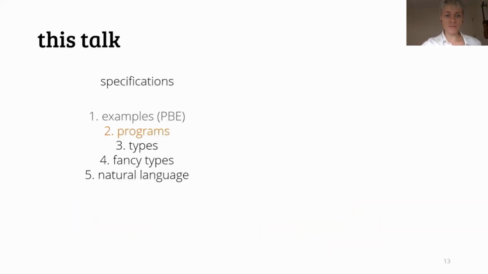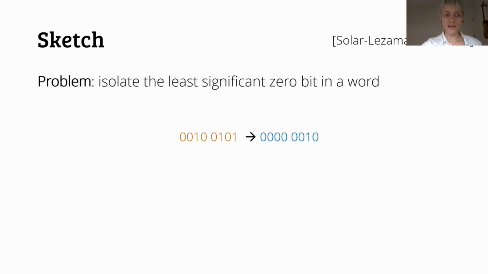Okay, so enough about examples. Let me go to the next one, reference implementations. So here I will show you a demo of another synthesizer called Sketch. And let's say the problem that we're trying to solve is, we're working with bit vector manipulations, and what we're trying to do is isolate the least significant 0 bit in a word. So for example, if we have this orange word here on the right, the least significant 0 bit is this 0, the second last 0.